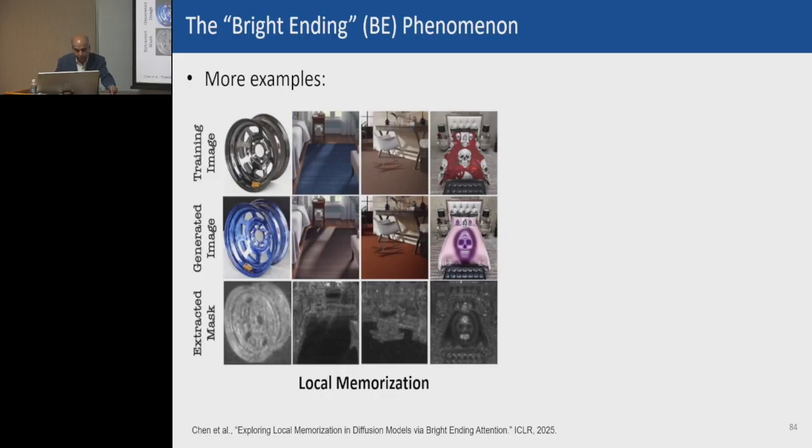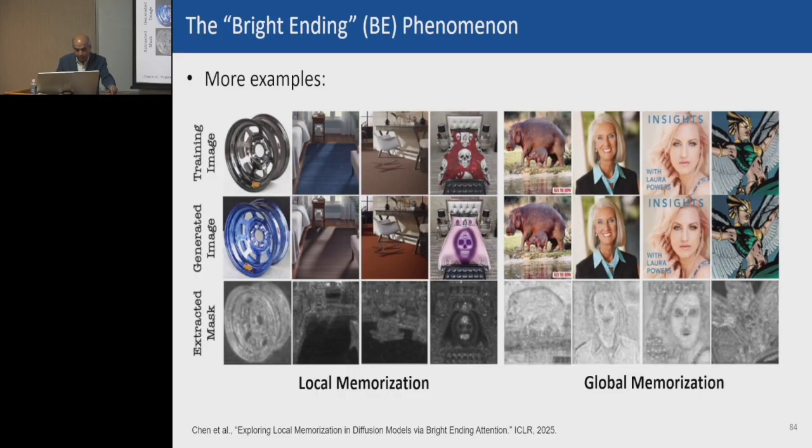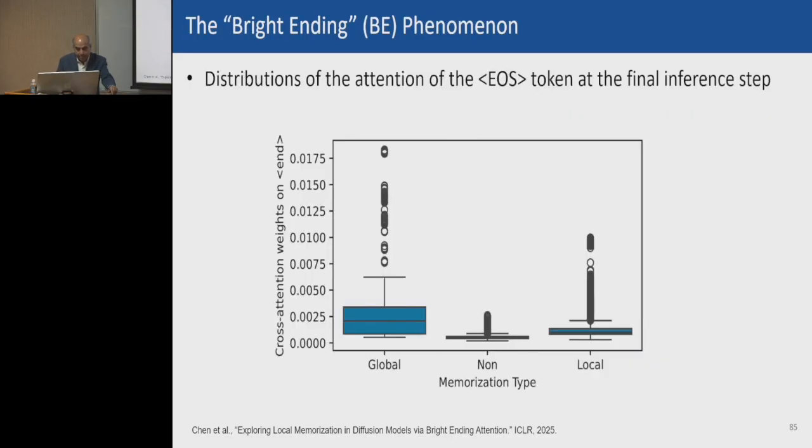So now there are more examples. So we have here local memorization. Again, these are the masks, and this is the global memorization. These are the masks. Okay, so we did this analysis looking at these cross attention weights for these different cases: global, non-memorized, and local. As you see, global is high, and non-memorized is small, and local is in between.